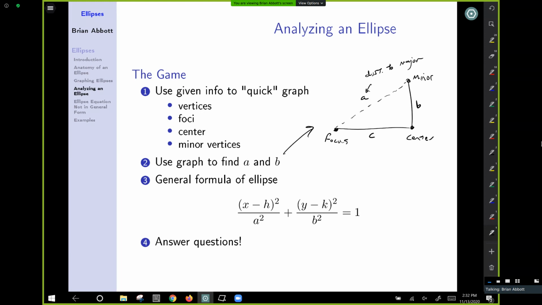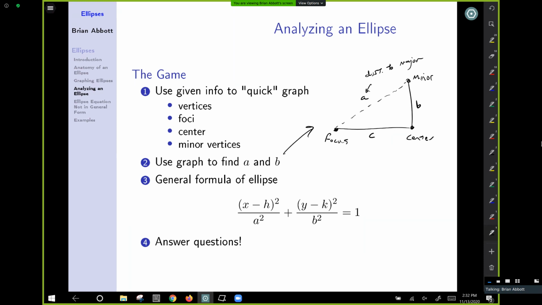You find the vertices, foci, center, and minor vertices, and draw a quick graph. You use your graph to find the A and B values. Remember, the drawing is going to differ depending on whether your ellipse is longer in the horizontal direction, with a major axis in the horizontal direction, or whether it has the major axis in the vertical direction. If it were longer in the vertical direction, your picture would look more like this.